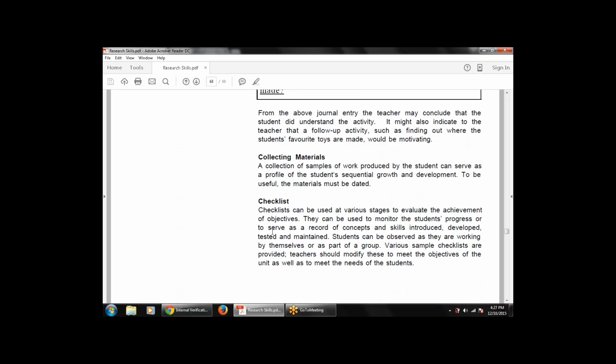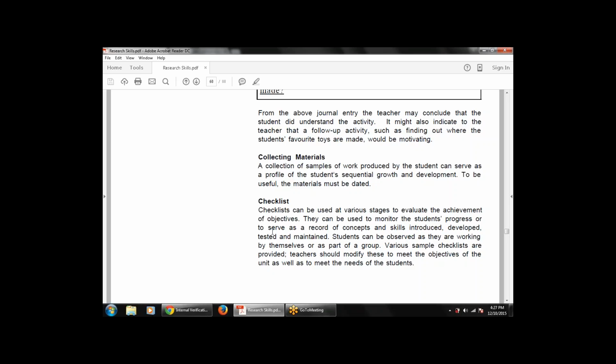Collecting the material is also one of the parts. We can collect various materials and data for the evaluation methods. A collection of samples of work produced by the student can serve as a profile of the student's sequential growth and development. Whatever the group they are observing, they are collecting the material produced by the student, which can serve as a profile of the student's sequential growth and development.